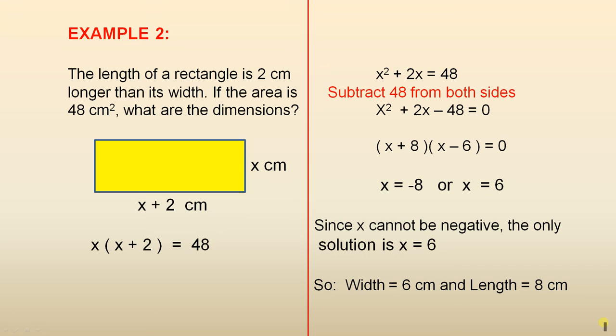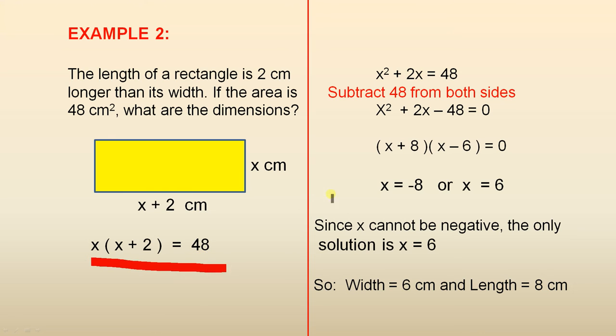Here's the second example. The length of a rectangle is 2 centimeters longer than its width. If the area is 48 square centimeters, what are the dimensions? Okay. If you let the width be x, then the length must be x plus 2, because it says the length is 2 centimeters longer than the width. So that's quite straightforward. The area of a rectangle is the length by the width. So x times (x plus 2) gives you 48, because we're given that the area is 48.